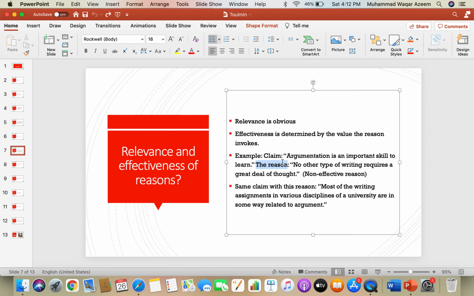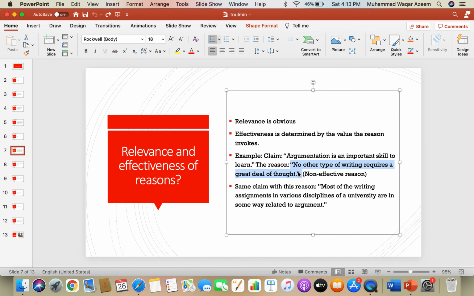And this is the reason that the author gives to support that claim. The reason is no other type of writing requires a great deal of thought. Now, this reason is not an effective reason. Why? Because what this reason is pointing out does not add any value to anybody's life.